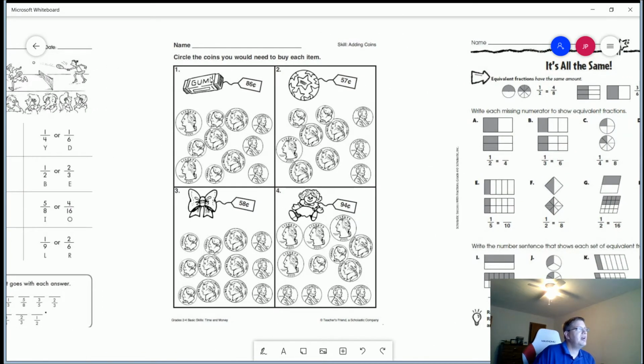We want to figure out what coins we need to buy the pack of gum, which is going to be 86 cents. Remember, our quarters are worth 25, dimes are worth 10, nickels are worth 5, and pennies are worth 1. So we're going to do that for 4 different items using only those 4 types of coins.